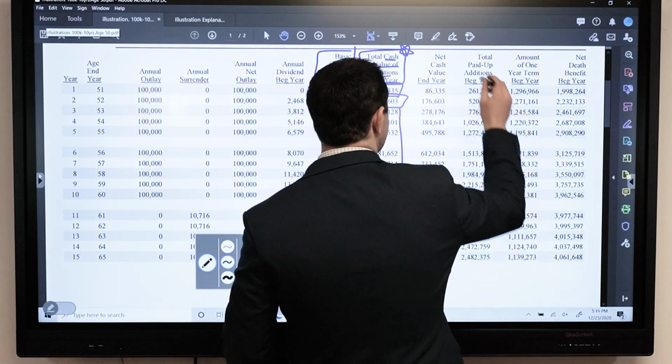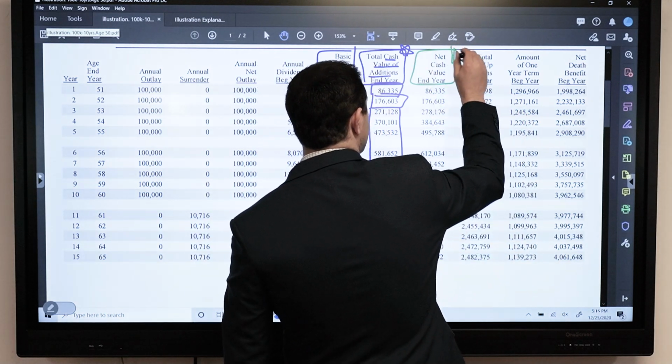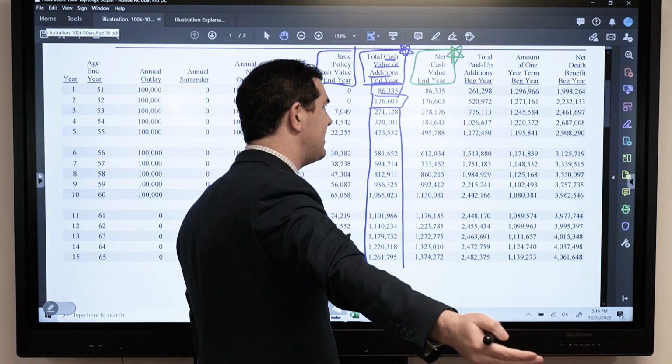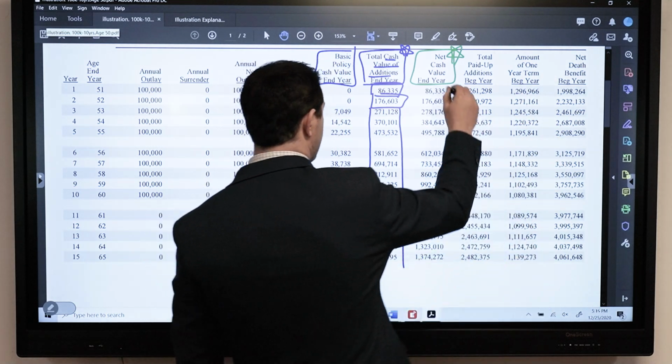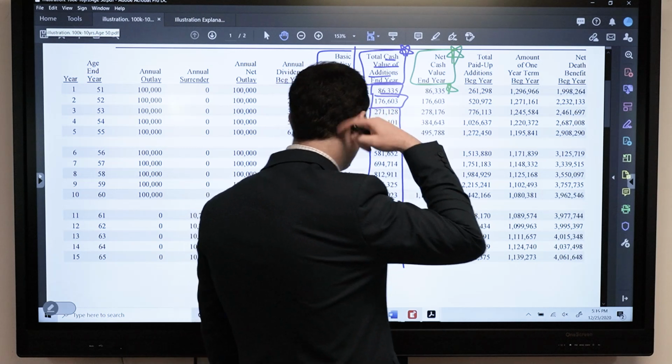Net cash value, this is your money column. What you have access to as the policy grows, that's really what we want to track as far as the cash value growth over time.